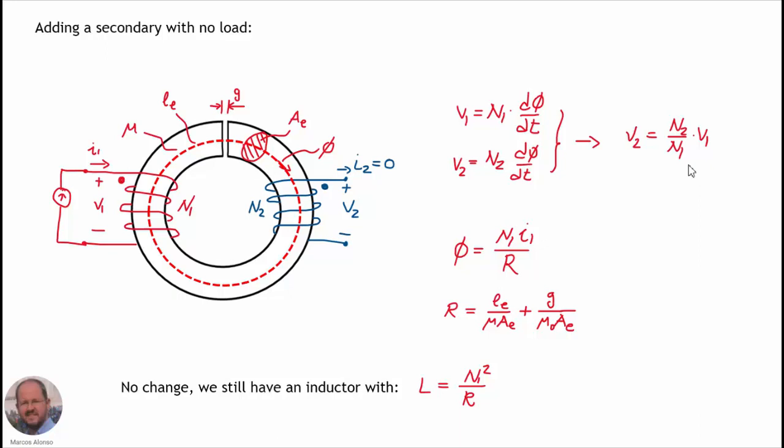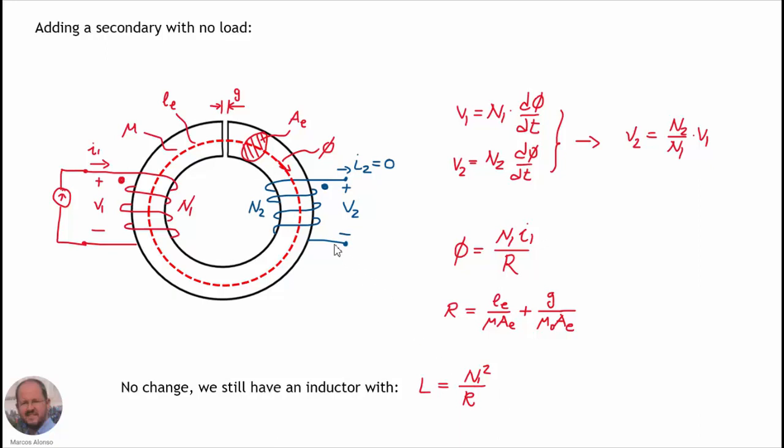So from these two equations, we can finally obtain the expression that we know, relating the voltages across the secondary and across the primary with the number of turns, with the turn ratio of the transformer. We can also calculate the flux in the transformer using this expression here, the magnetomotive force divided by the reluctance, where the reluctance is this value that we can obtain using this expression here. And finally, what we see is that we still have an inductor. From the primary, we are going to see an inductance with this value, the number of turns in the primary squared divided by the reluctance.